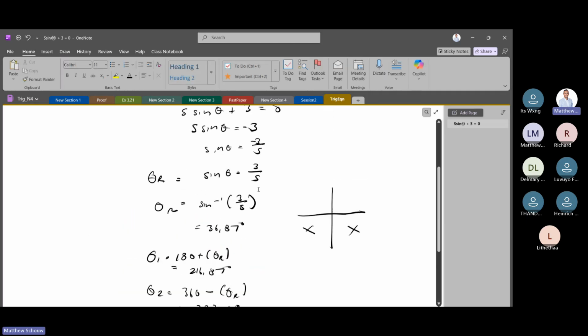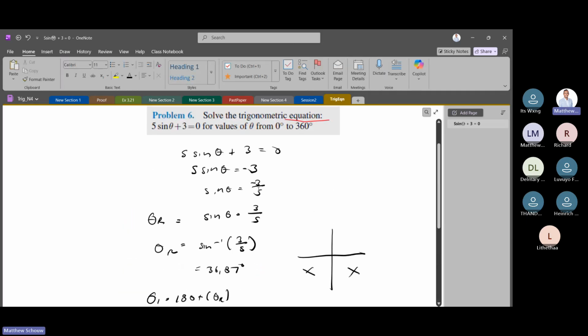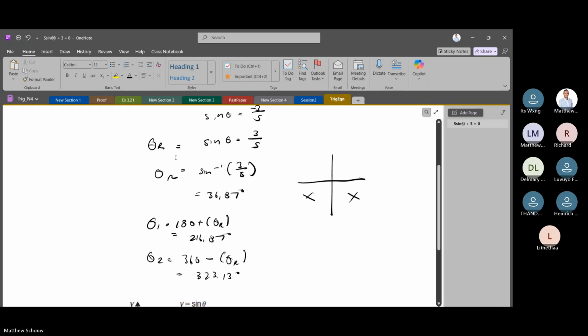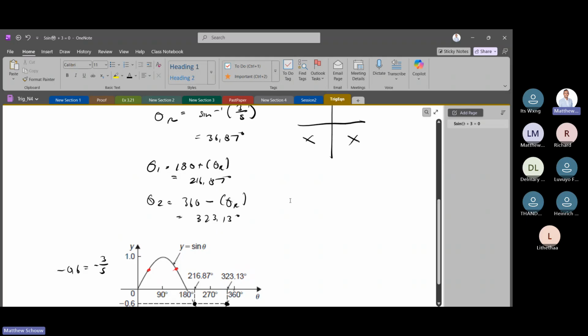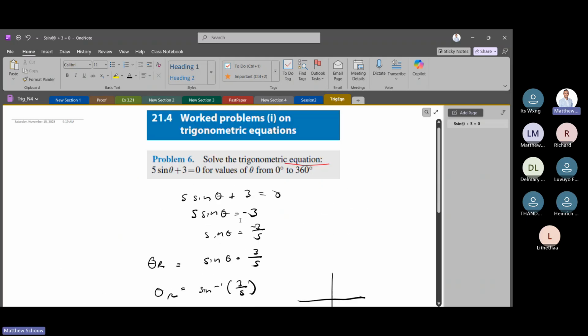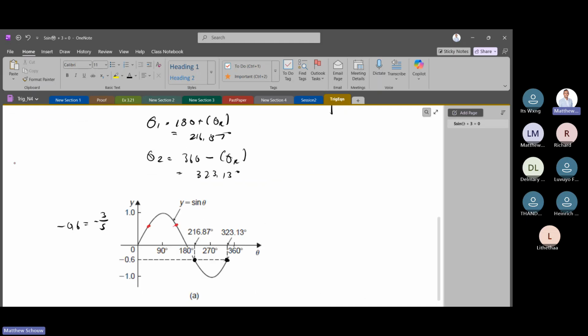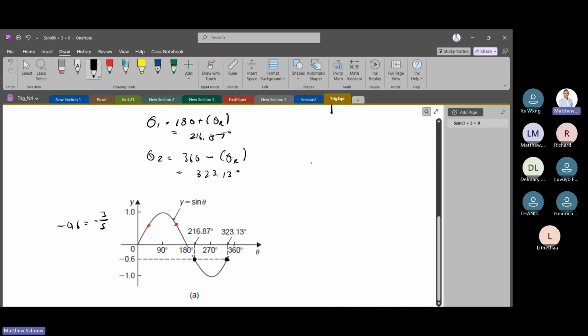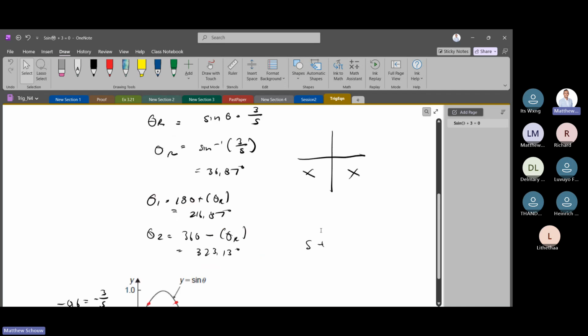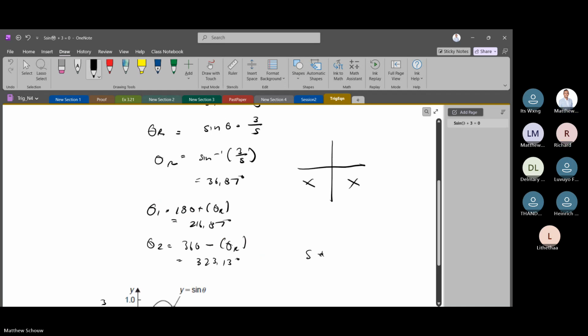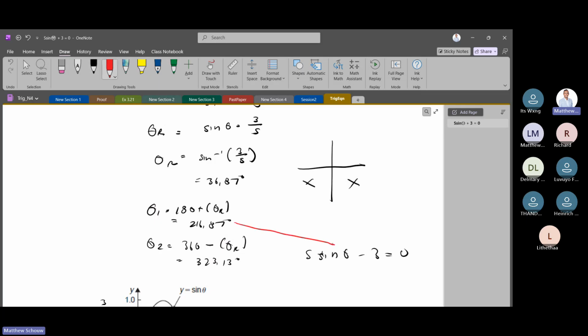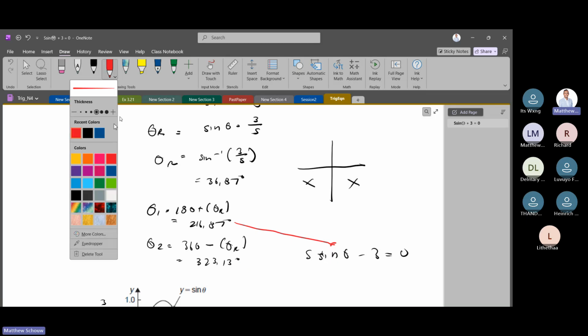Another way to verify that you're correct, colleagues. Because we're dealing with an equation, remember I told you this is an equation? All you have to do is resubstitute your answers into this to check if you're going to get 0. So let me go through it again. It's 5 sine theta minus 3 equals 0. So all we're doing is taking this value, putting it in here, and that value, substituting in here.